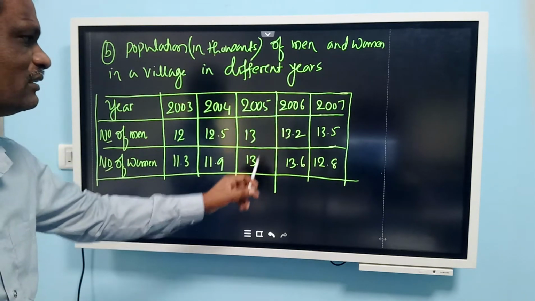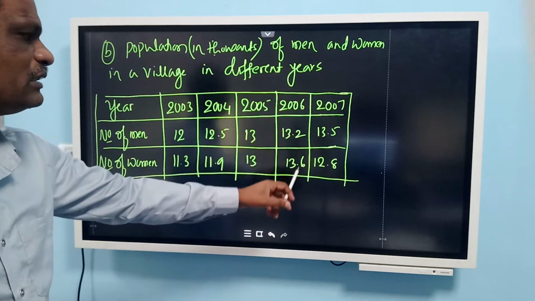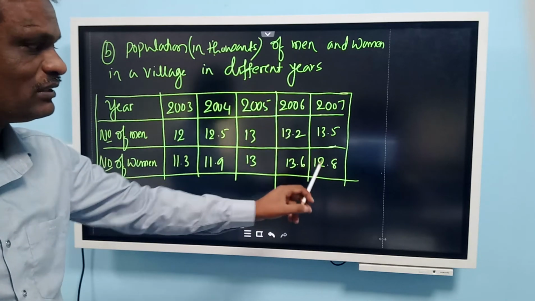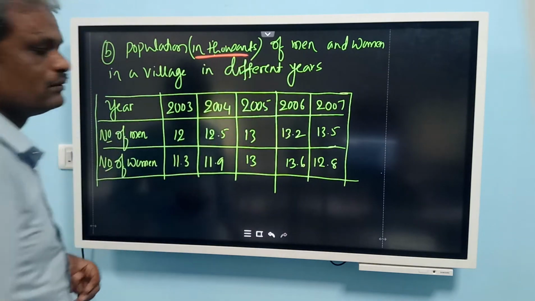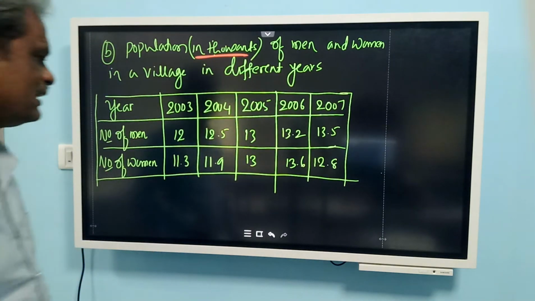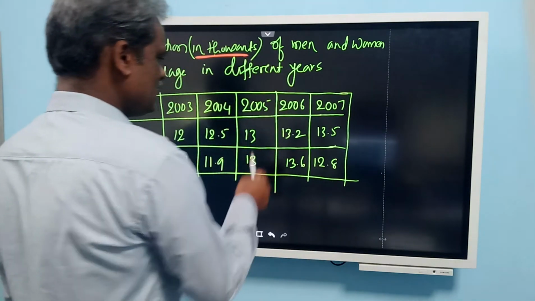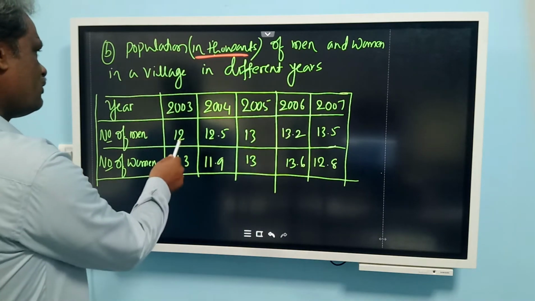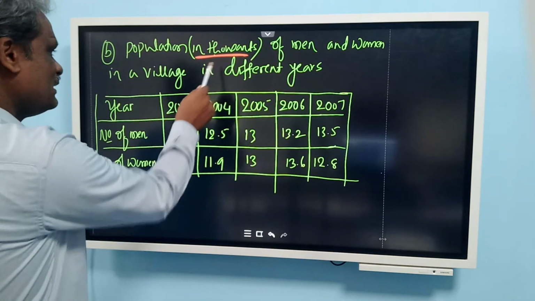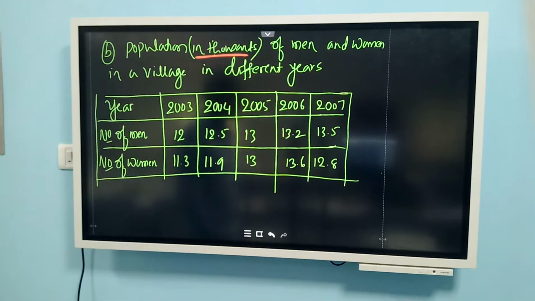2005 13,000. Again here 13,200, 13,600, 13,500, 12,800. In thousands it is given. Multiply that by 1000, then you will get the correct number. Human beings cannot be represented by a decimal number of men or women. It must be a whole number, a natural number. Therefore 12 into 1000, 11.3 into 1000, so 11,300 is the number of women.